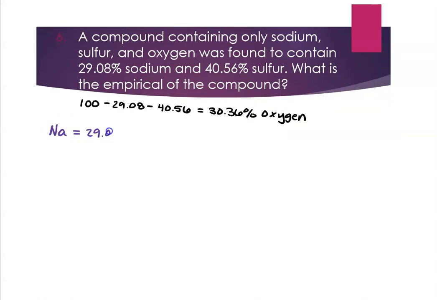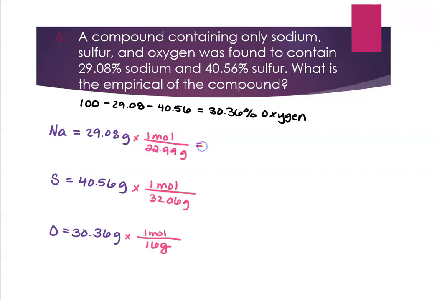Sodium is 29.08 grams, sulfur is 40.56 grams, and oxygen is 30.36 grams. All right, so I'm going to divide each one by its molar mass. Now I do the math. This is going to be 1.265 moles of sodium and, surprisingly, 1.265 moles of sulfur as well. And then the oxygen is 8.98. And then we divide by the smallest.